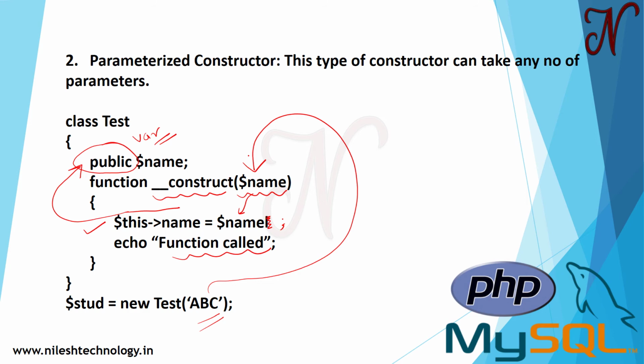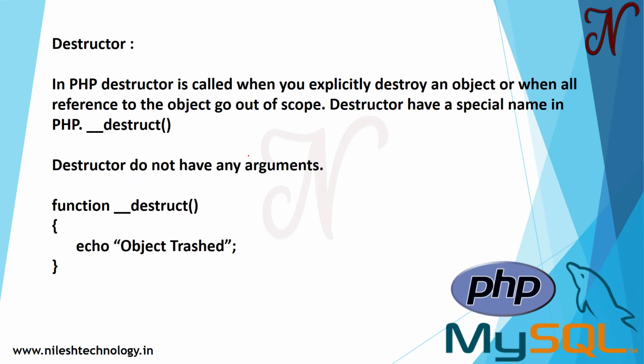Okay, then see what the destructor is. This is the opposite of a constructor. In PHP, the destructor is called when we explicitly destroy an object or when all references to the object go out of scope. The destructor has a special name, that is __destruct. A destructor does not have any kind of parameters. So this is the syntax or the example: function __destruct, and this is the message. Okay, so let's see one example.